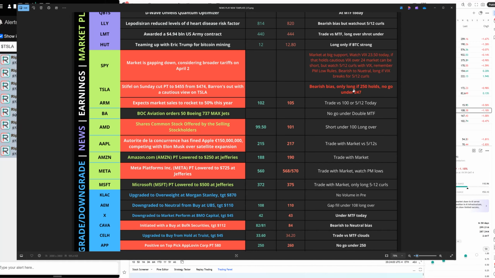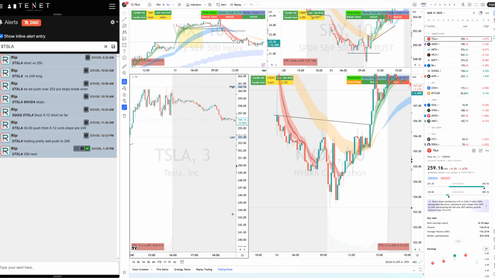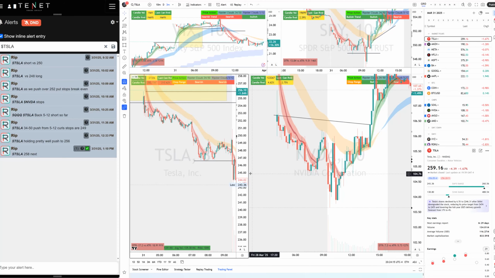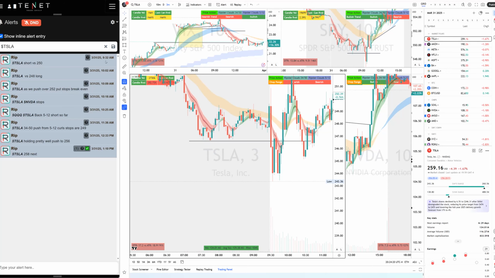Tesla game plan: bearish bias, only long if 250 holds, no go under 247. So right at the open, Tesla was short. I'm going to 3 minutes to show you guys in a better way. Tesla was short, right? You see that 250 when I gave the short, 9:32, and then Tesla was trading at 244s by 9:45, so you could make enough profit there, $5 per share. Options, you could make that.